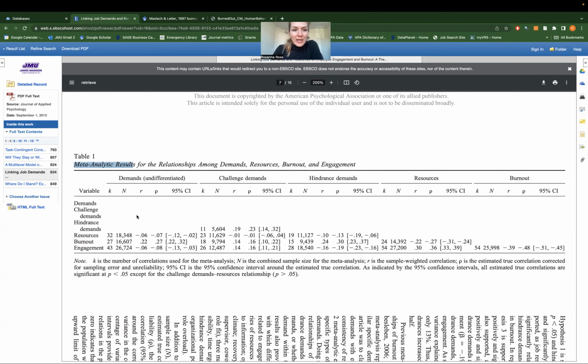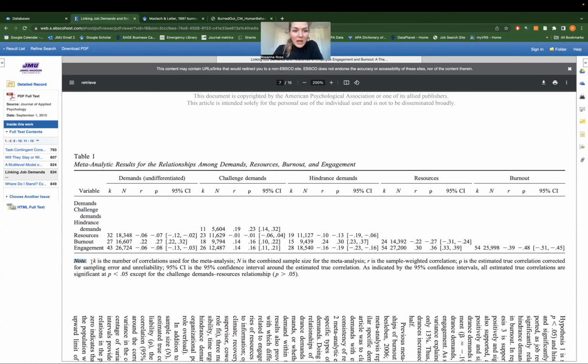So how do we read this table? We see that these are relationships between demands, resources, and burnout. Those are the variables we're interested in, and we're not really interested in engagement because that's another outcome. Then we have the variables listed here as well. And then there's all of these numbers. What do these numbers mean? What are we looking at here?